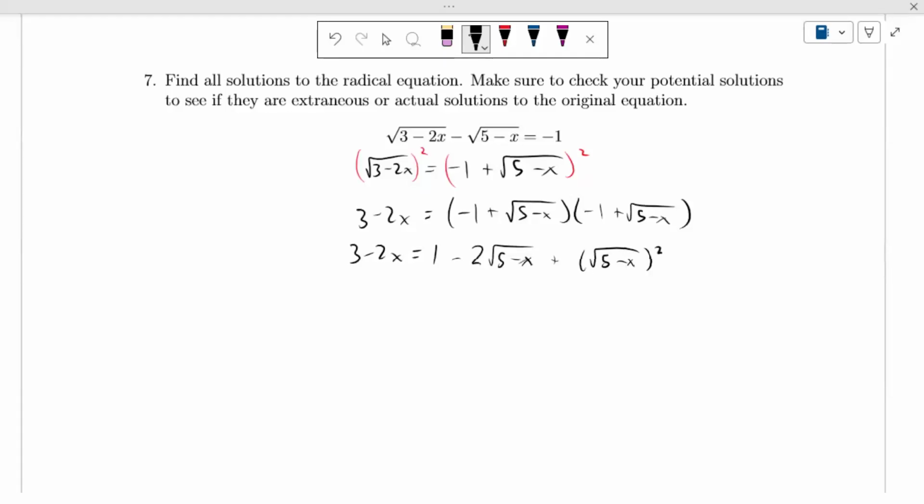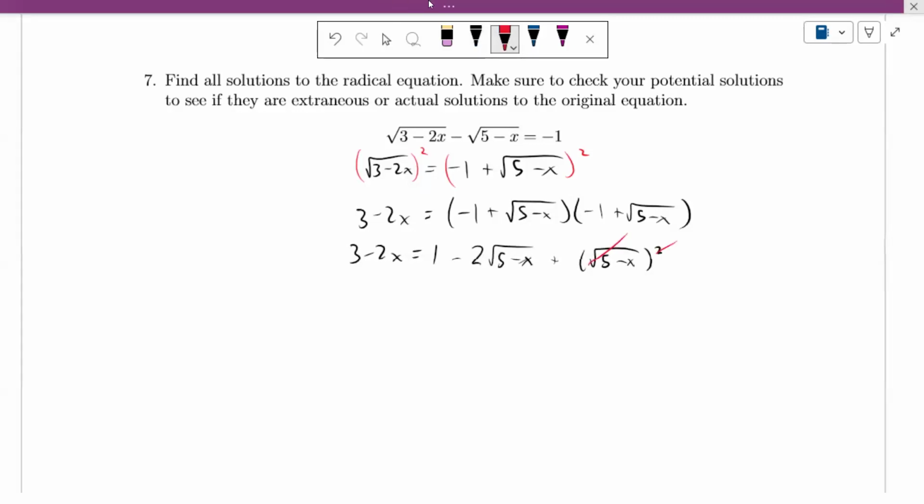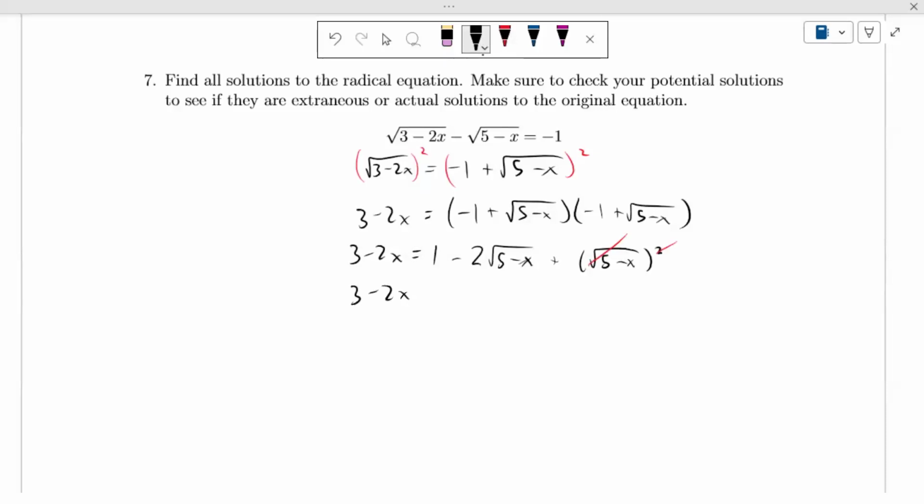So I'm squaring a square root, right? So since I'm squaring the square root, that's going to cancel off. And that's just going to give me 5 minus x there. So I have 3 minus 2x is equal to 1 minus 2 square root of 5 minus x plus 5 minus x. Okay. I'll pause here if there are any questions.